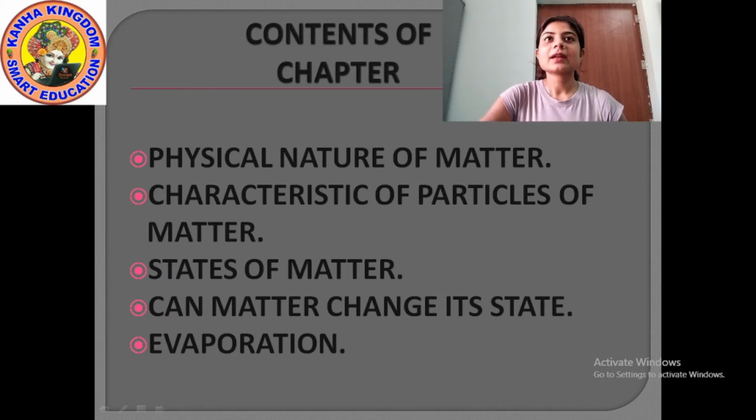Then the other characteristic is that particles of matter attract each other. Suppose I give you the example of iron and a magnet. Iron and magnet are also matter and are also made up of particles. So they have the property of attracting each other. They can attract themselves. Yes?